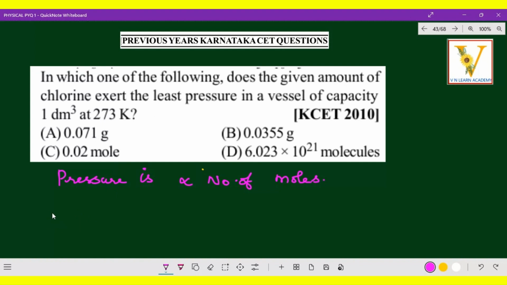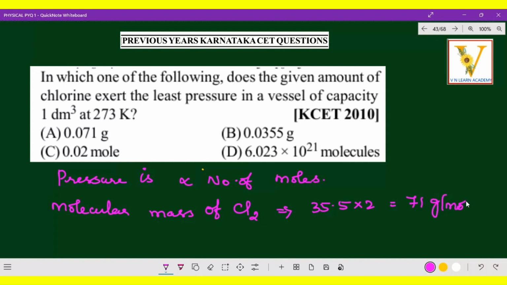So here, molecular mass of chlorine, Cl2, diatomic molecule, right? So here what it is, 35.5 into 2. So you will get 71 gram per mole, right? Now here Avogadro's number, right? Avogadro's number, here what it is, 6.023 into 10 to the power of 23 molecules per mole.